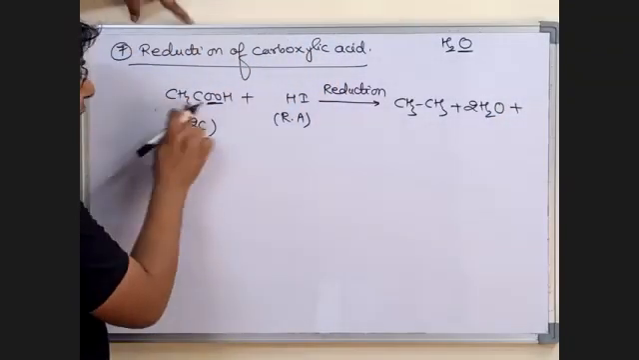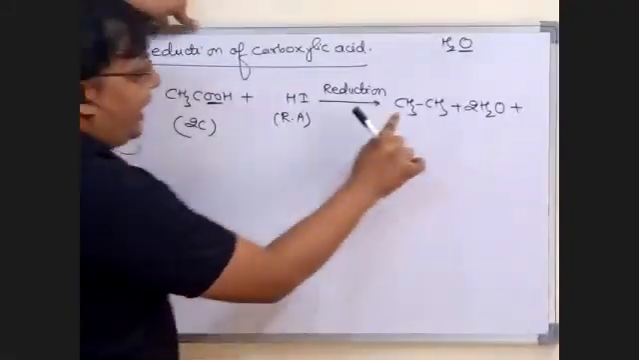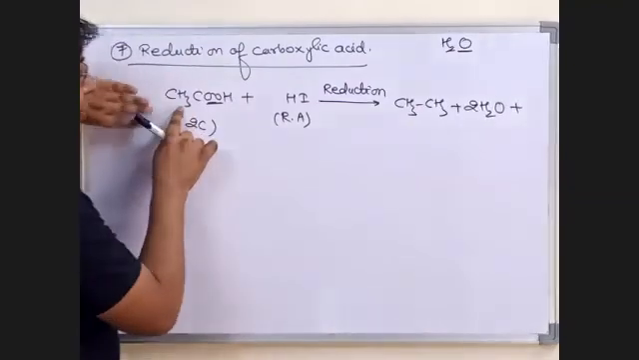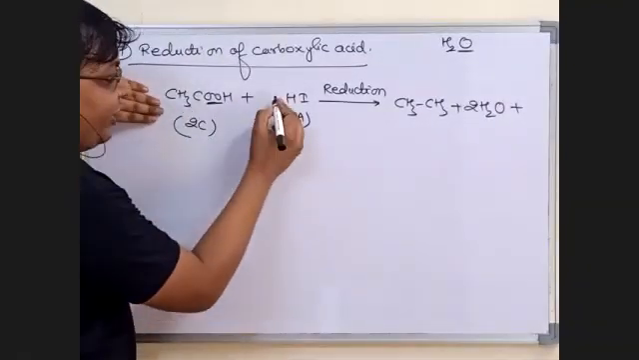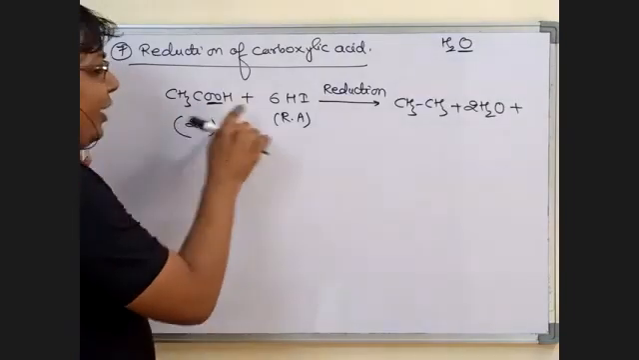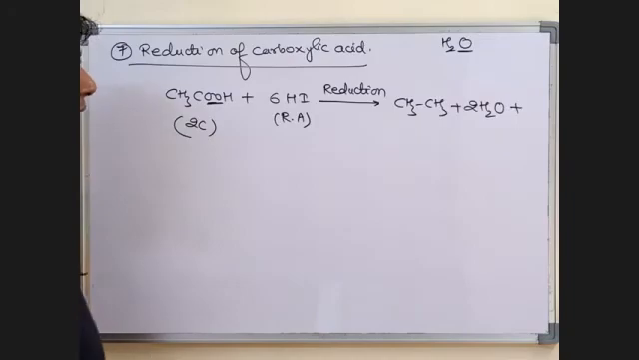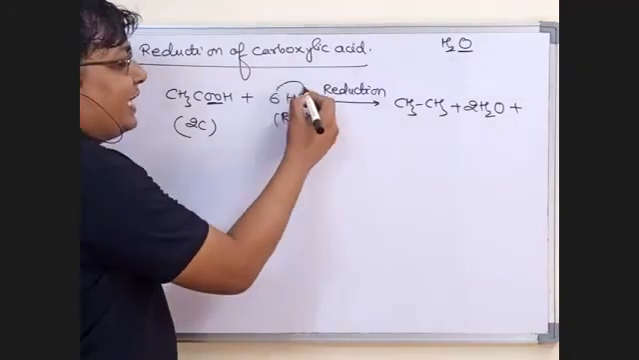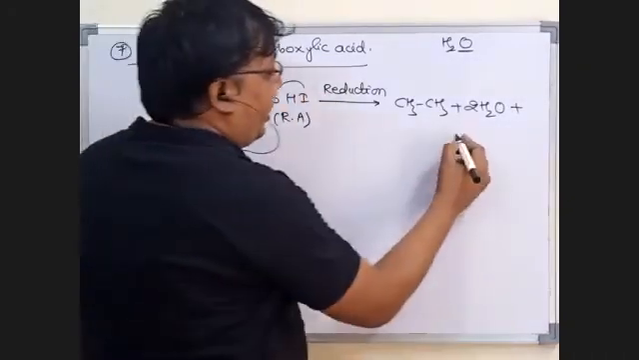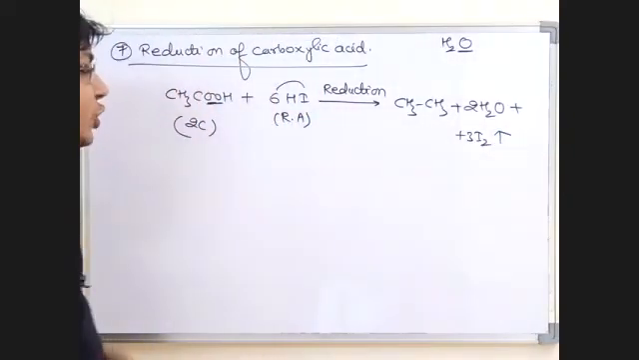You have 2 carbon, already 2 carbon. You have 10 hydrogen over here, but you have only 4 hydrogen. That's why you multiply by 6. Now, student, hydrogen is already balanced, oxygen is already balanced, carbon is already balanced. 6HI is not balanced. So, student, you can write 3I2. So, student, this is a shortcut.